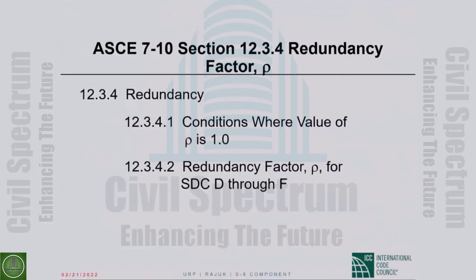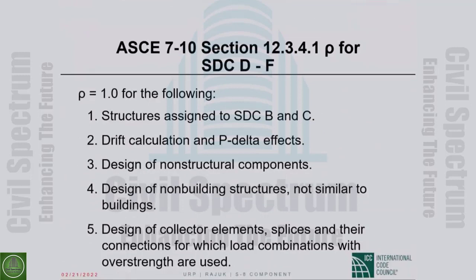When we started out, rho was more complicated. Now it is design category D, E, or F. It is 1 or 1.3. The ASCE 7 section on redundancy is 12.3.4. In that, we first have a subsection that gives us conditions where rho can be taken equal to 1. Many situations ASCE 7 tells us rho can be taken equal to 1. And then in the next subsection, we talk about the redundancy factor for the high seismic design categories D, E, and F.